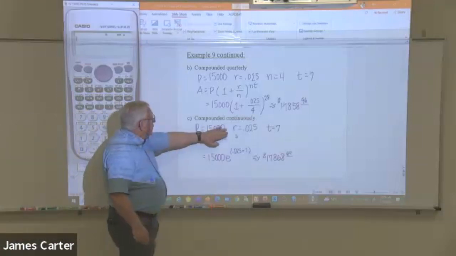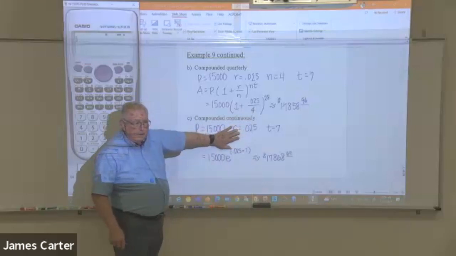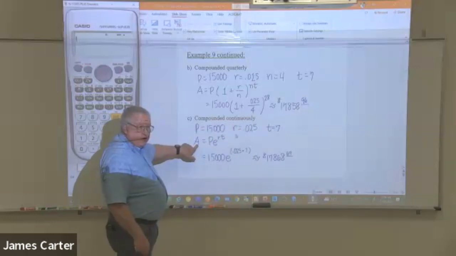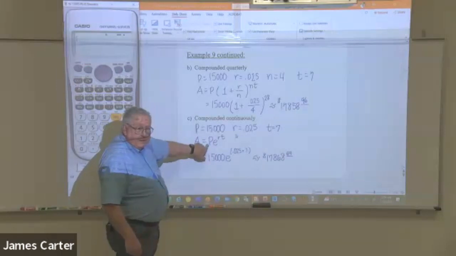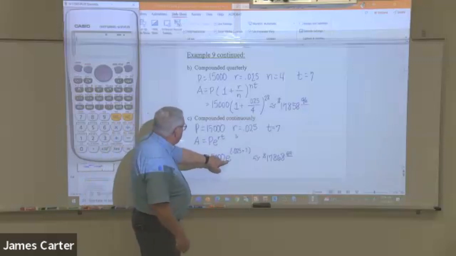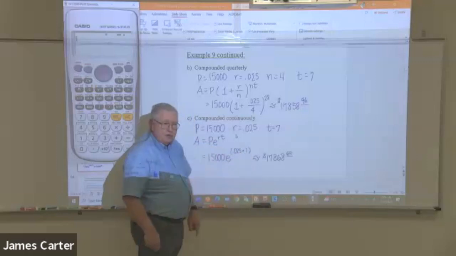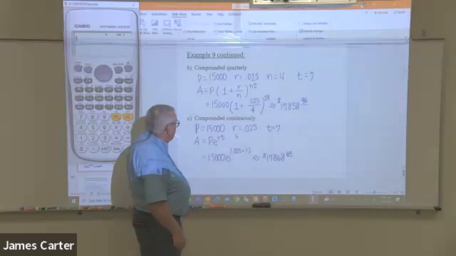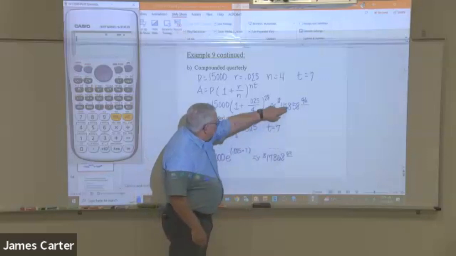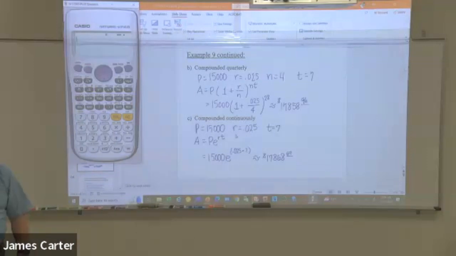Okay, what if it's compounded continuously? Now we're using the E formula. Accrued amount equals. So we put in the 15,000, we key in the E, and this time we have to use the parentheses when we put that times in there. Okay, in our calculator, and I am going to do this one on my calculator. And you still get even more money. An extra 10 bucks over the quarterly and an extra 35 over the annual.